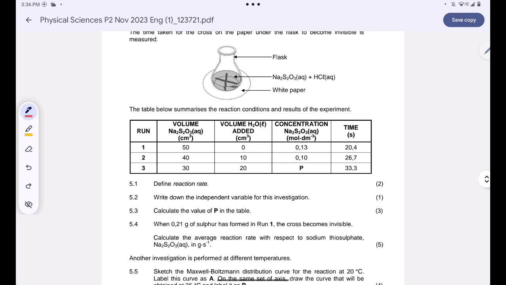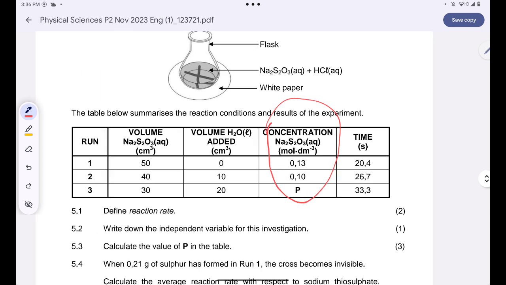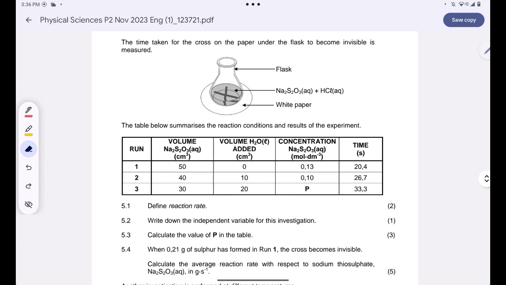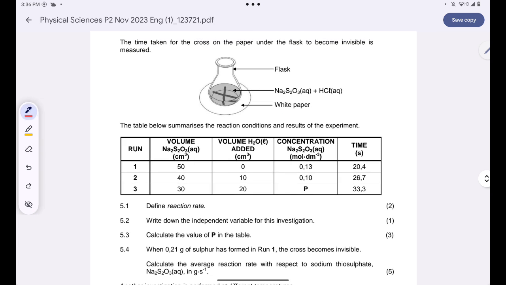Okay. Then 5.2, you are supposed to write down the independent variable. The independent variable in this case is the one that they keep on changing. Remember that we are only focusing on the factors that influence the reaction rate. So I know that whenever they dilute my sodium thiosulfate, they are tampering with its concentration. So my independent variable is my concentration. Are you together? So concentration is my independent variable.